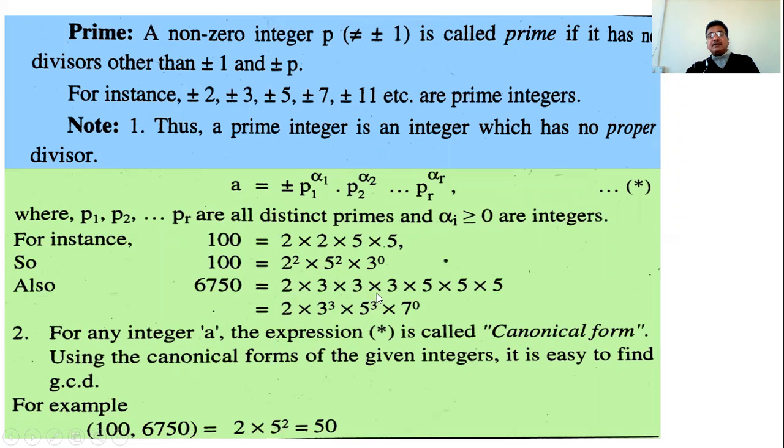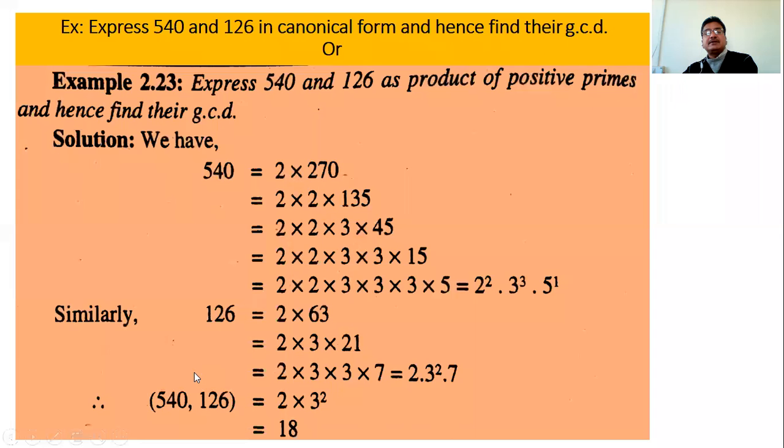So another factor, 3, is not common. Here is 3 raised to 3, but here is 3 raised to 0. There is not 3. That is 2 into 5 square. What are the common? 2, 5, and 5. And so multiplication is what? Multiplication is 50, and therefore the greatest common divisor of 100 and 6750 is 50. This is another method to find the greatest common divisor.